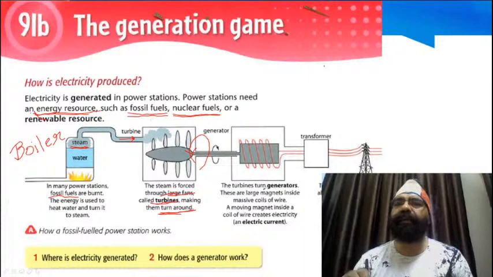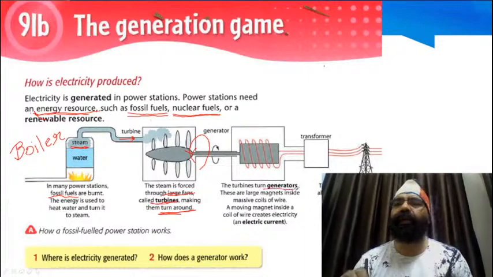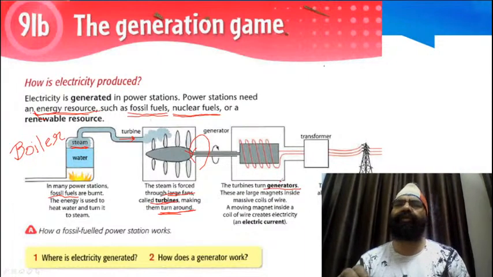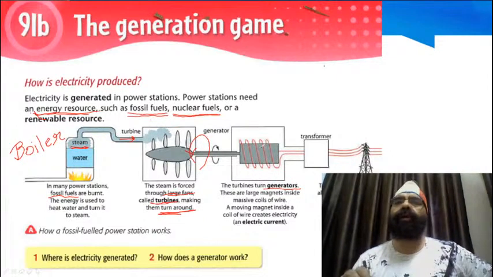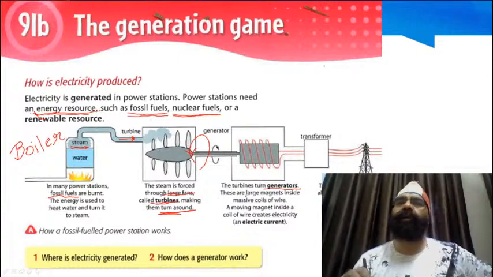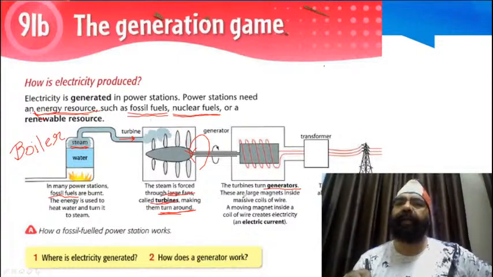You will study about these in detail in your senior classes, maybe in 2 years from now. We'll study about generators. So this generator also is turned. Since the fan is turning, it makes this generator also rotate. It has got large magnets inside, and it has got a massive coil.